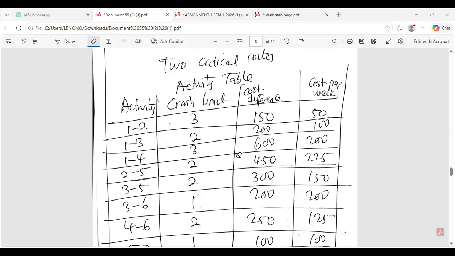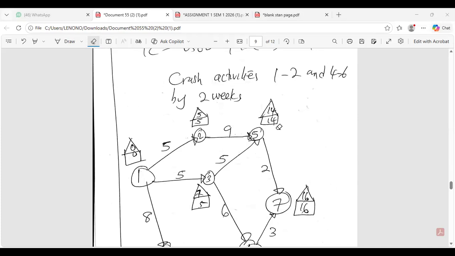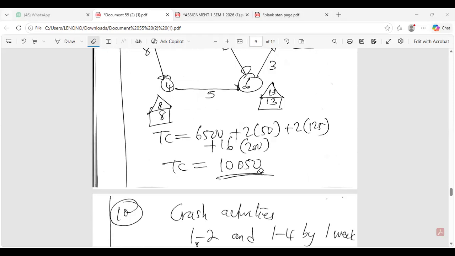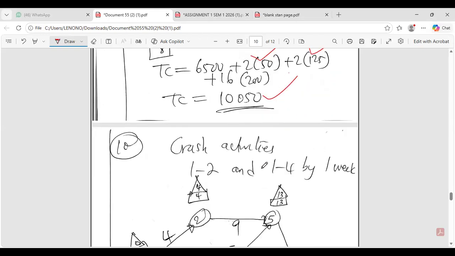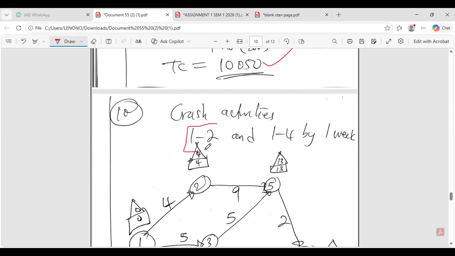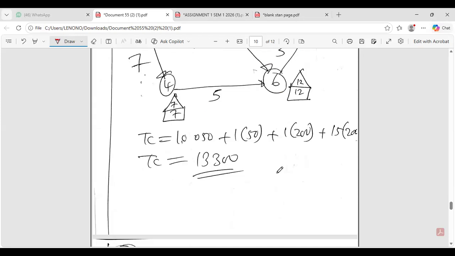So looking at this, we find the activity to crash with the least cost per week. We crashed activities 1 and 2, and 4 and 6 by 2 weeks. It gave us 10,050 when we multiply by the cost per week. Then again we crashed activities 1 and 2 and 1 and 4 by 1 week, which gives us 13,300.